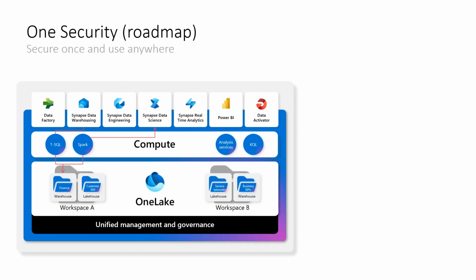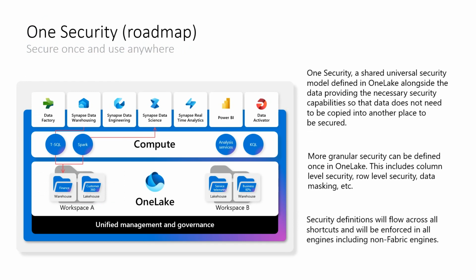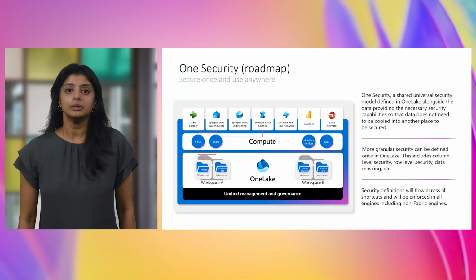Looking at our roadmap, we are in active development of the first phase of a feature we are calling OneSecurity. OneSecurity will bring a shared universal security model which you'll be able to define in OneLake. More granular data security can be defined on data once in OneLake. This includes table, column, and row-level security.